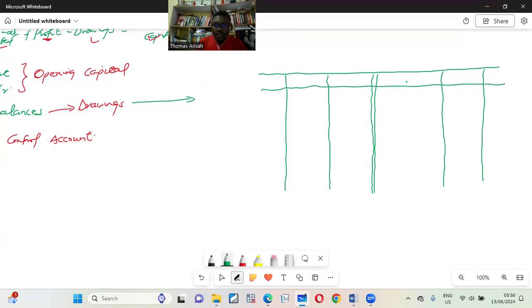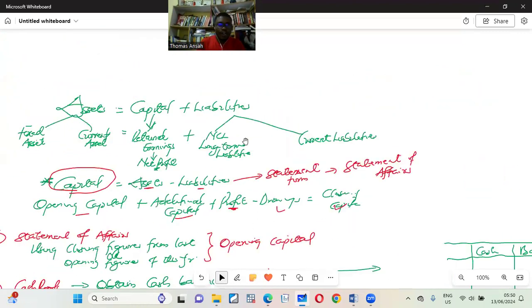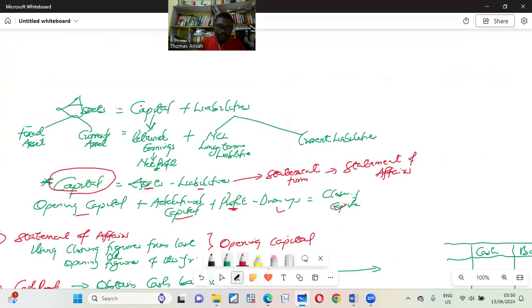So you have cash and you have bank. Cash, bank. Now watch this. All assets in the accounting equation, like we've said earlier, all the assets, these ones, it means that everything that is here has a debit balance. Then everything that is here has a credit balance.